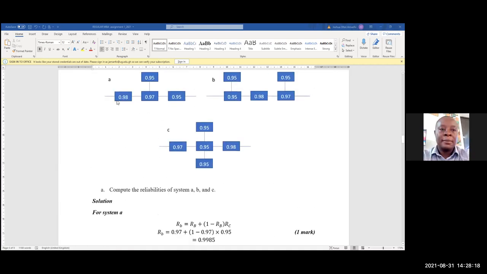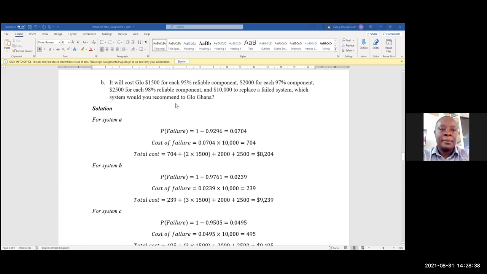Okay, I said we have the system design. Look at the components that we have. We have 1 of 0.98, 1 of 0.97, 2 of 0.95, right? Can you see that? Yes, please. So looking at the B, we are given the cost for each 0.95 reliable component. So we have two of it, so we multiply by two, or you can write 1,500 plus 1,500. You get it now? Yes, please. Then the other components, we add them together. Do you understand? Yes, please. Any other question?